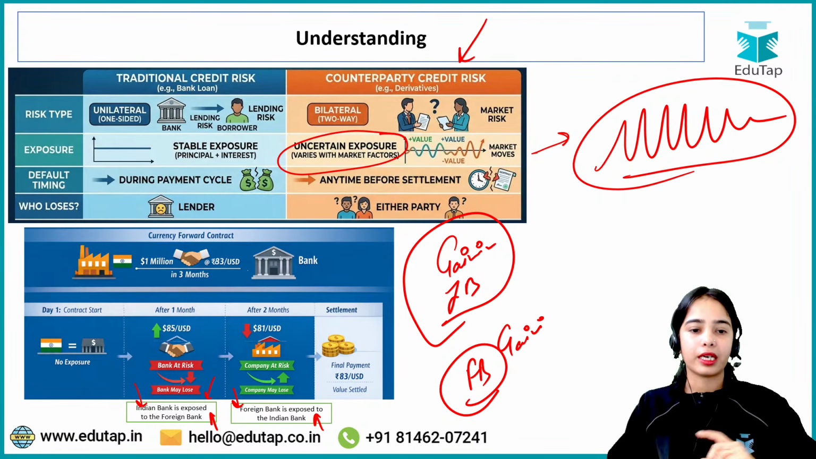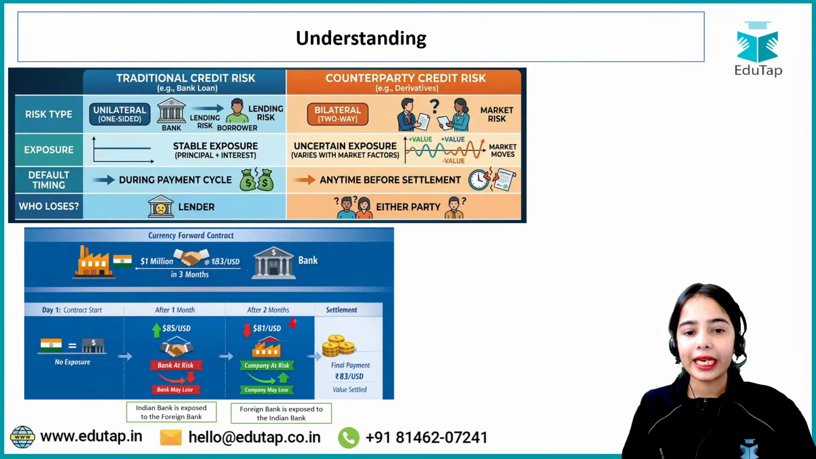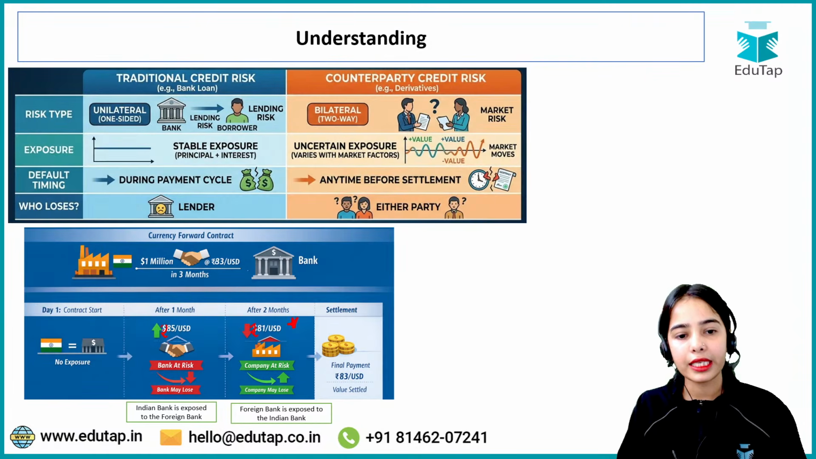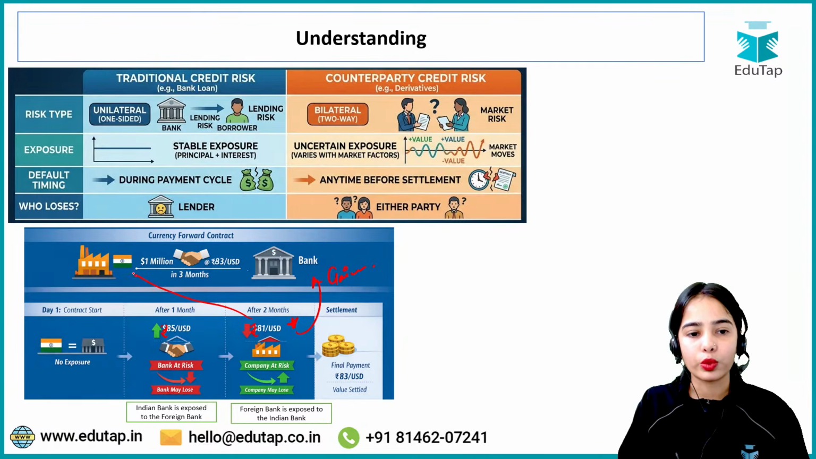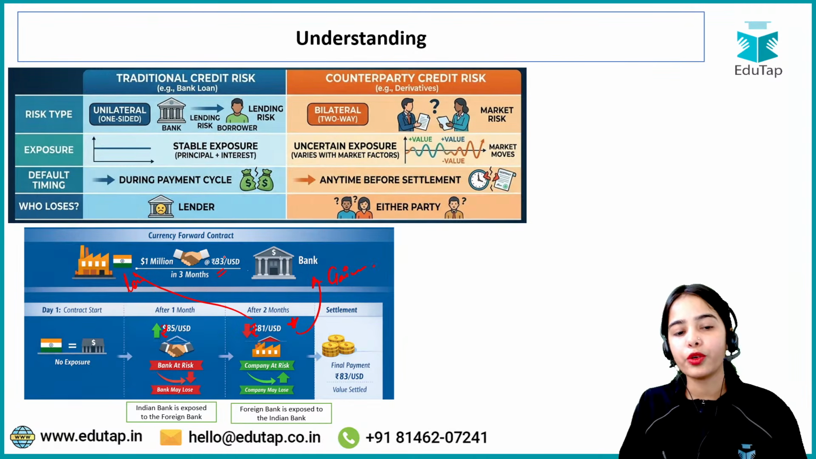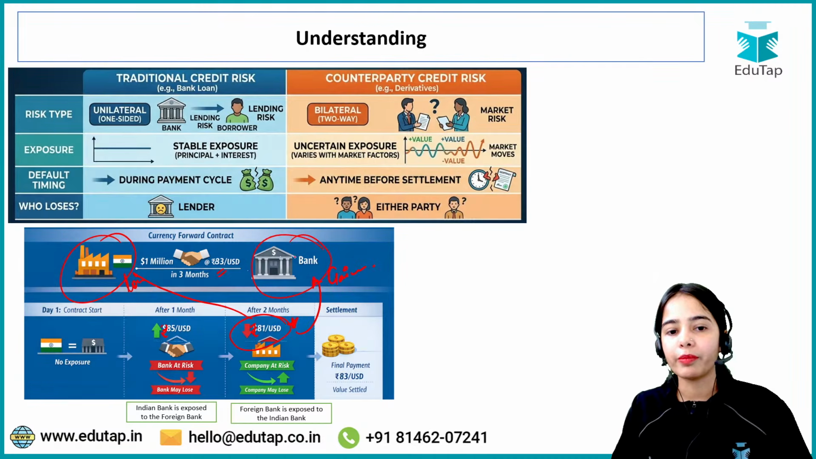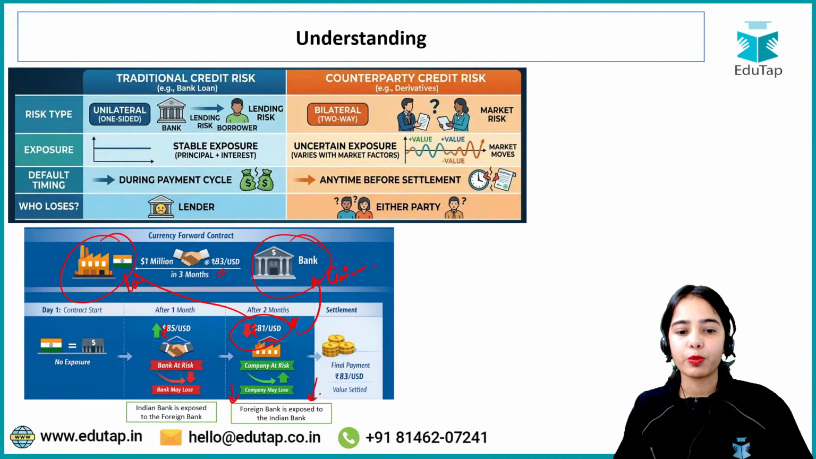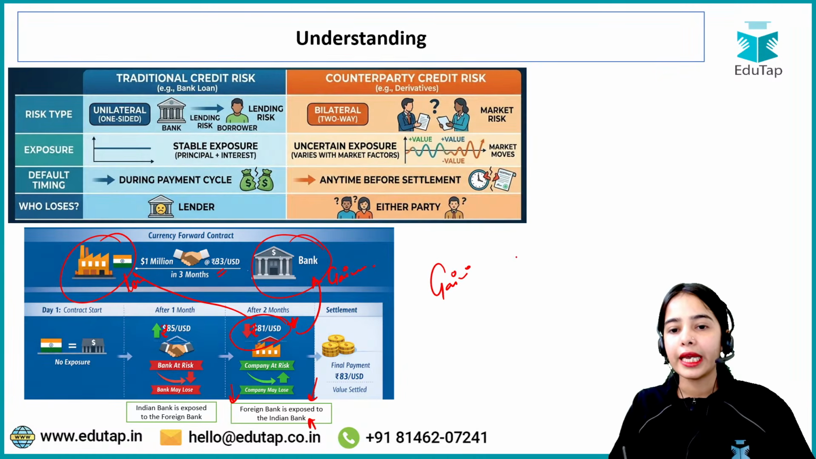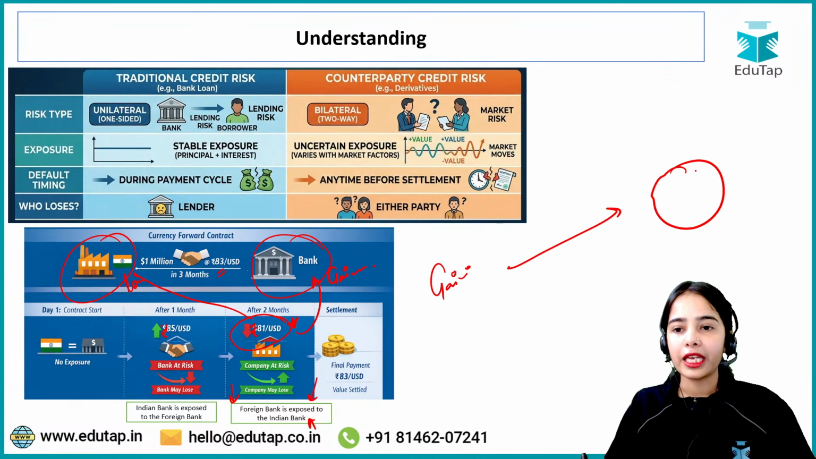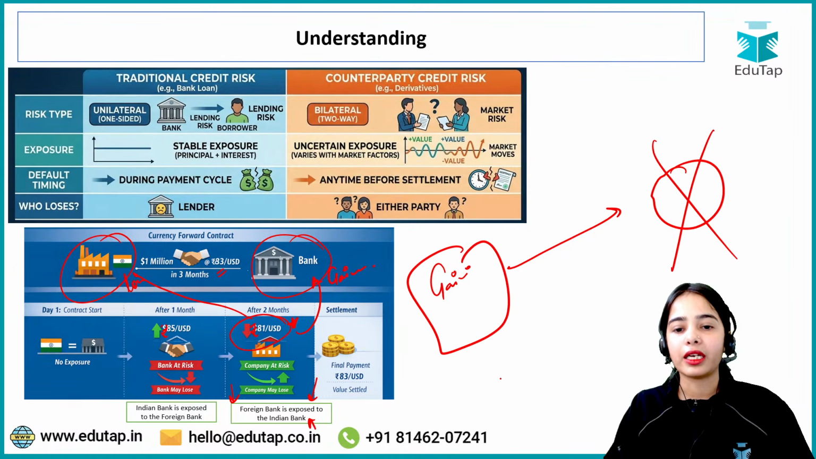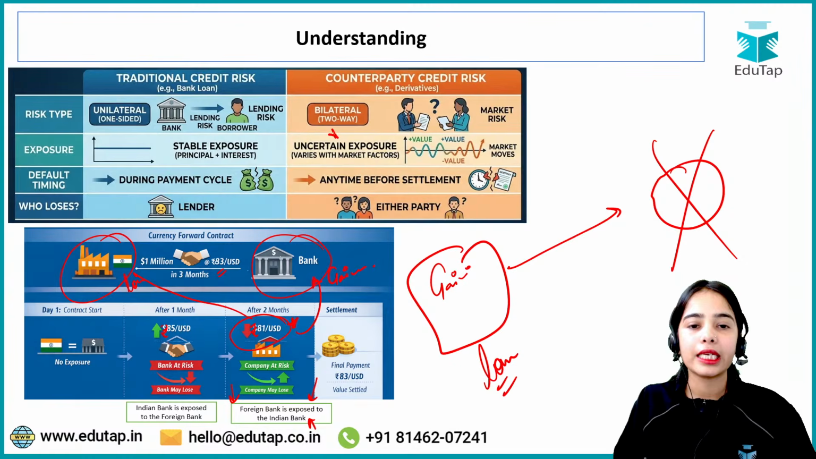Okay. So this is the idea that when there is 81 rupees per dollar, the foreign bank is gaining and the Indian bank is losing, because the Indian bank has to pay 83 rupees per dollar while it could have paid only 81 rupees in the market. Okay. So in this case, the Indian party is losing and the foreign party is winning. So the foreign bank is exposed to the Indian bank. So whichever party is gaining, it is exposed to the other party. And if the other party defaults, then the gaining party will lose. And that's why there is uncertain exposure.